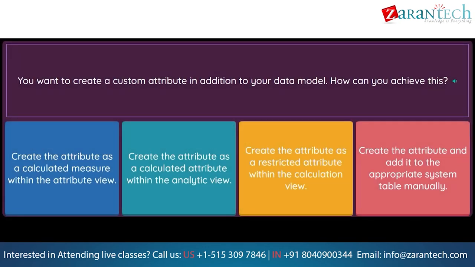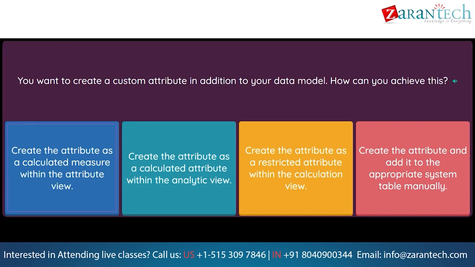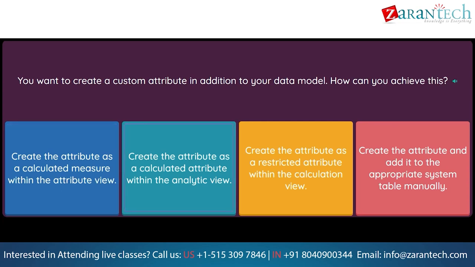Question, you want to create a custom attribute in addition to your data model. How can you achieve this? Option 1, create the attribute as a calculated measure within the attribute view. Option 2, create the attribute as a calculated attribute within the analytic view. Option 3, create the attribute as a restricted attribute within the calculation view. Option 4, create the attribute and add it to the appropriate system table manually.